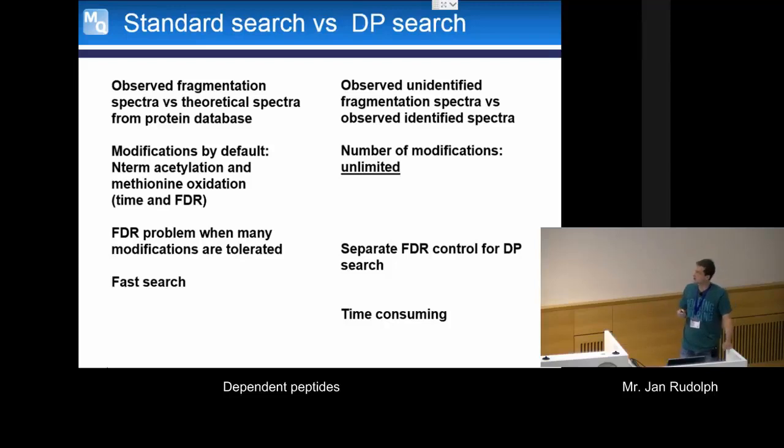So I already said that in the standard search, we might have FDR problems if we take too many variable modifications. But on the dependent peptide level, we have a separate FDR control for the dependent peptides. The standard search has a huge advantage that it's quite fast, while the dependent peptide search really can take a long time.